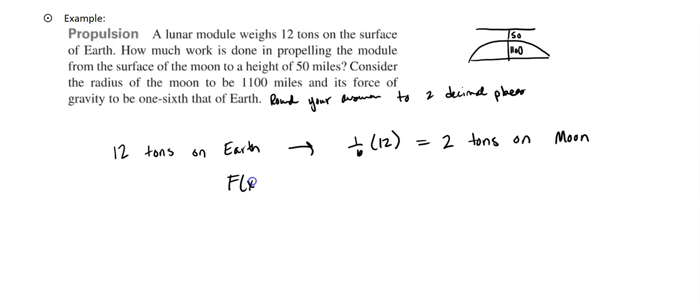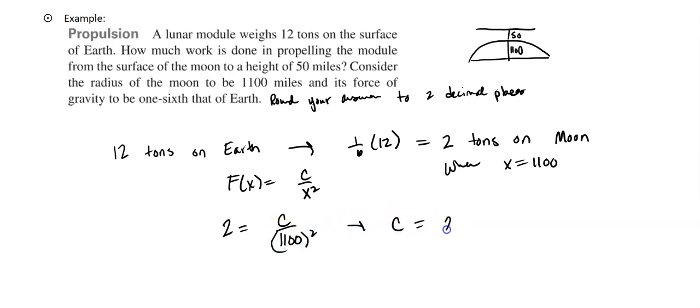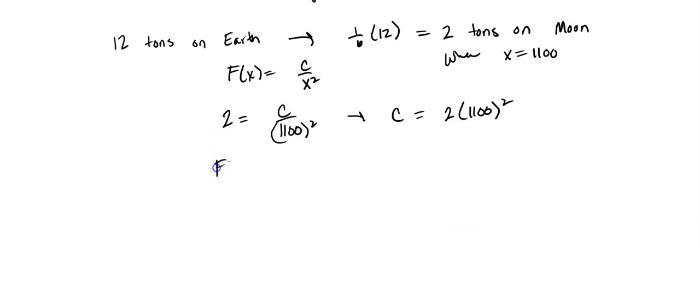So we're using the idea that f of x equals c over x squared, because this is a propulsion problem. So I know that when we are on the surface of the moon, when x equals 1,100 miles, then f is going to be equal to 2. So 2 is going to be c divided by 1,100 squared. And that tells me that c is 2 times 1,100 squared, if I get c by itself. So f of x is 2 times 1,100 squared divided by x squared.